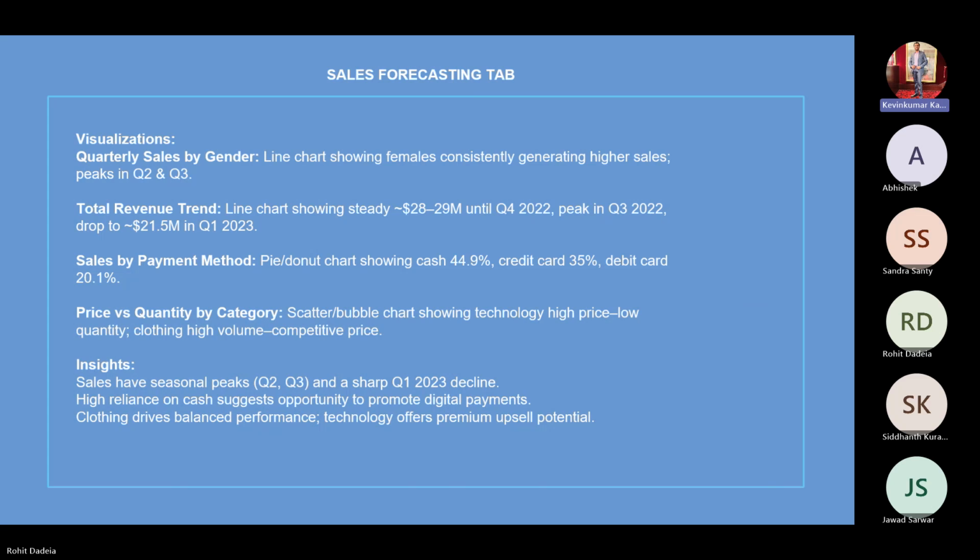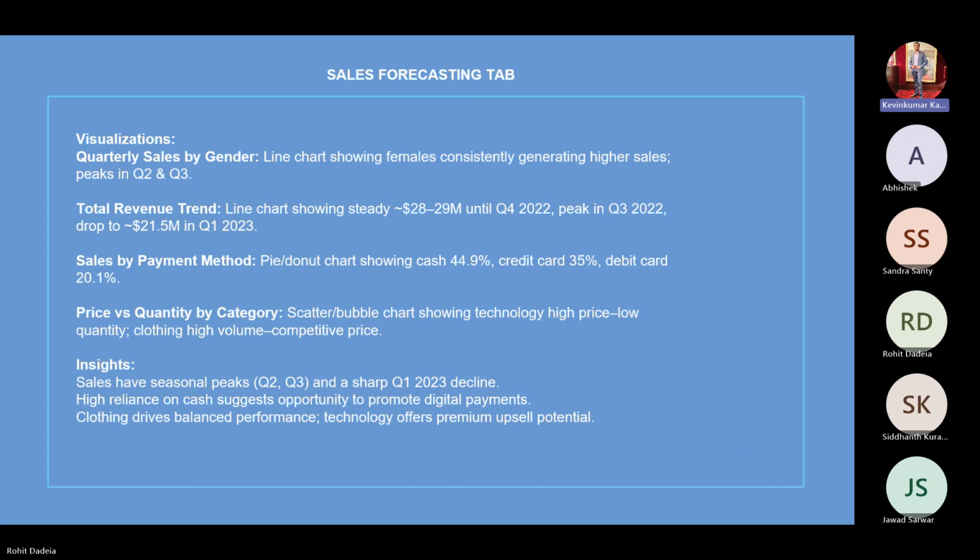I will explain the sales forecasting. First, we divided sales forecasting into different categories. Firstly, we did quarterly sales by gender, using a line chart, where we see the female customers consistently generating higher sales in quarter two and quarter three.